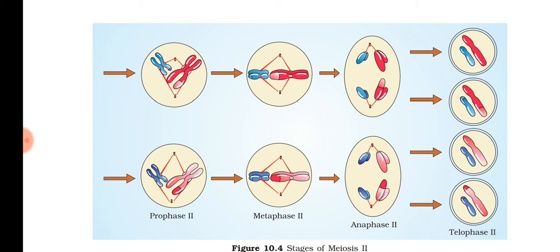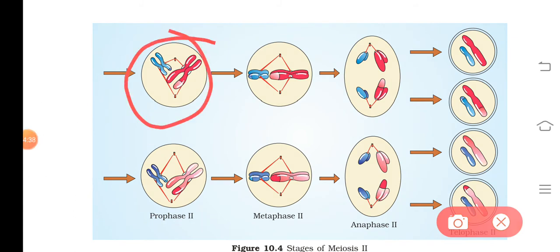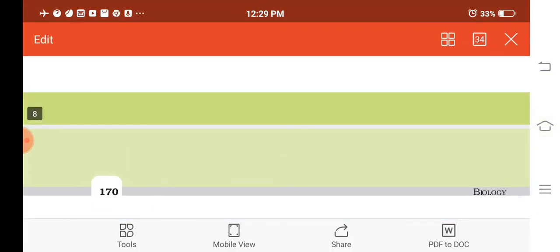So from here we can see once again, this is a diploid cell. They undergo meiosis 1, leaving the chromosome number half. Sorry, this is showing the meiosis 2 stage only. Okay, let me show another diagram.